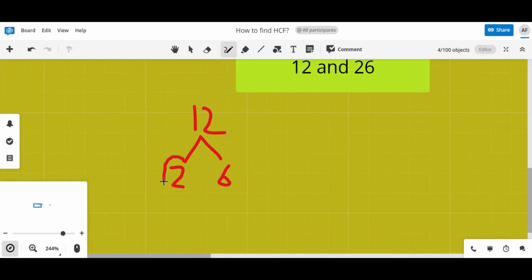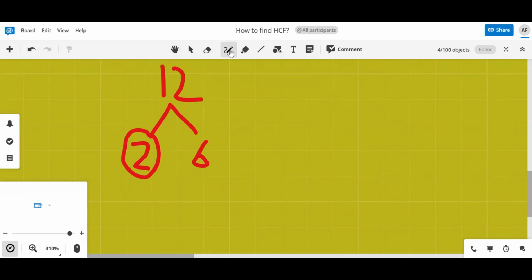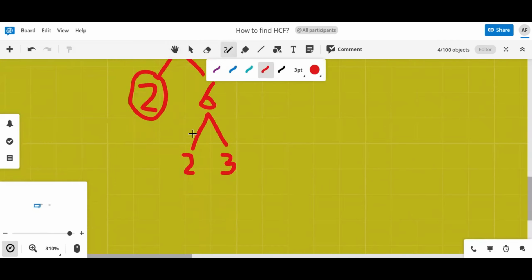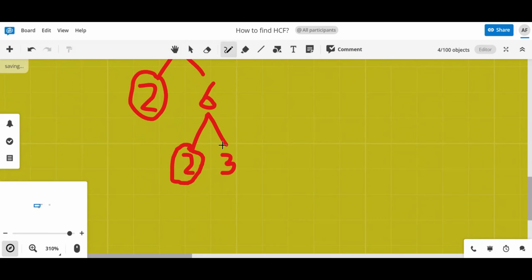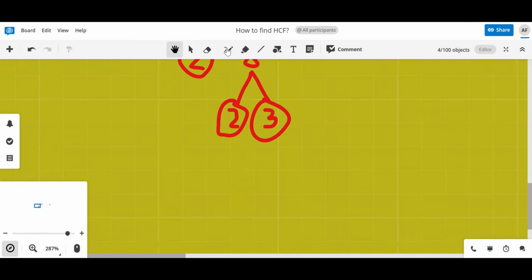We know that 2 is a prime number. Prime numbers are those numbers which can be divided just by 1 or by themselves. So 2 is one prime number. 6 is not a prime number. Why? Because it can divide further. 6 can divide into two further numbers. We know that 2 times 3 gives us 6. 2 and 3 are both prime numbers. So let me write the factors of 12, which are 12 equals 2 times 2 times 3.